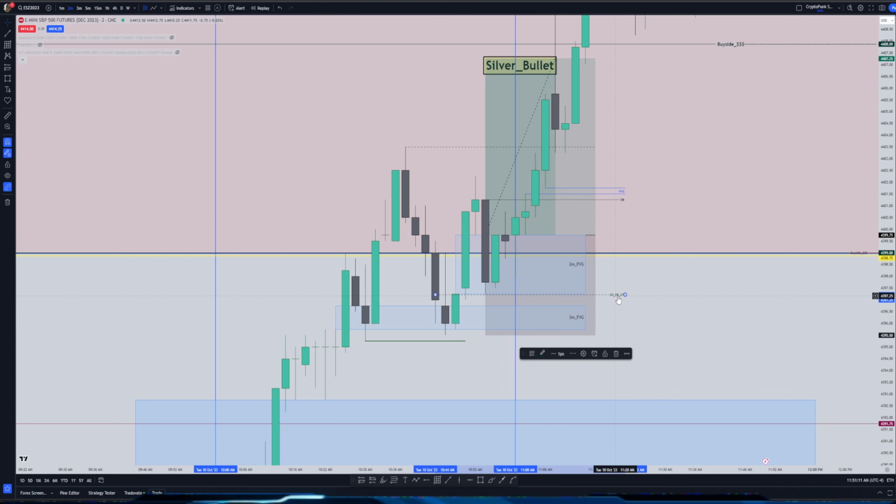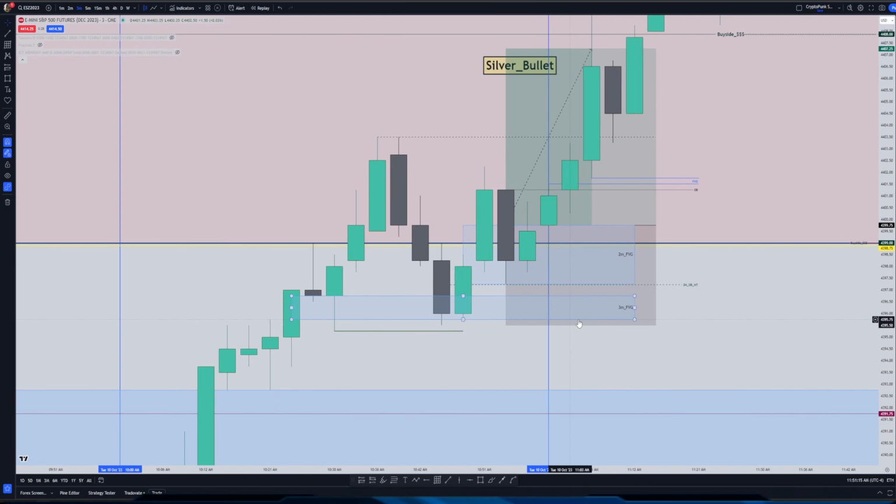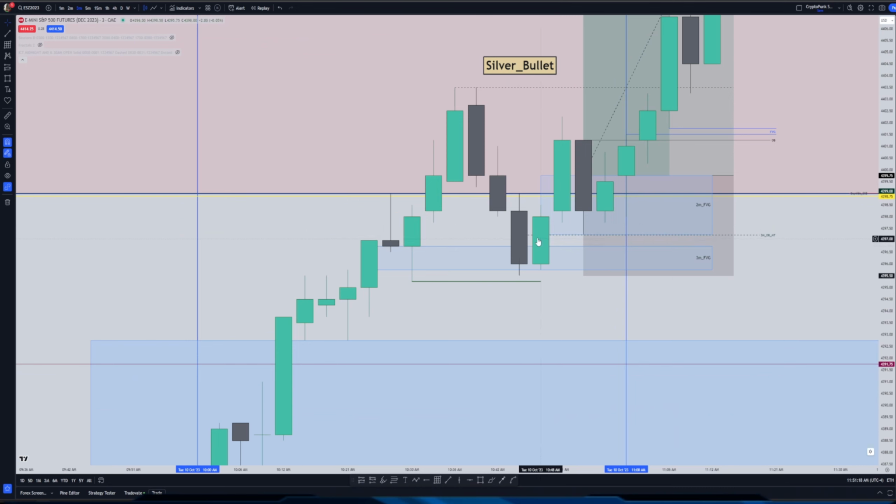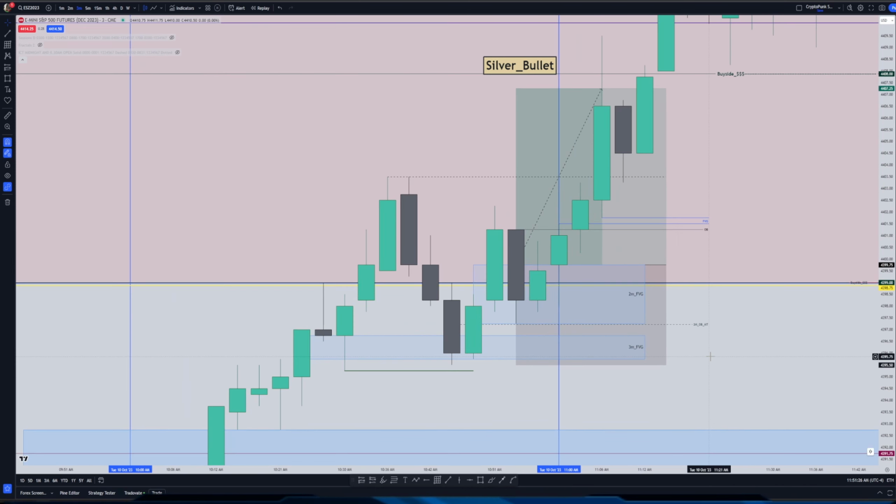You see this 3 minutes order block mean threshold. Let me go to 3 minutes and show you. On the 3 minutes, it looks something like this. You see this, that's the mean threshold, and look where price stopped, exactly on that mean threshold. So yeah, these are the things that I actually considered.